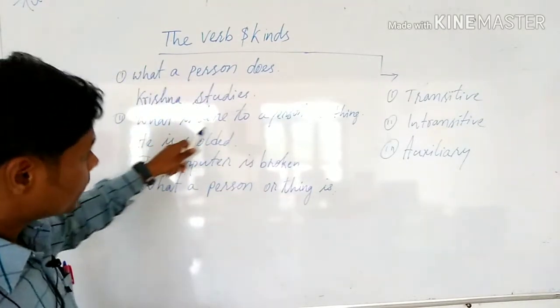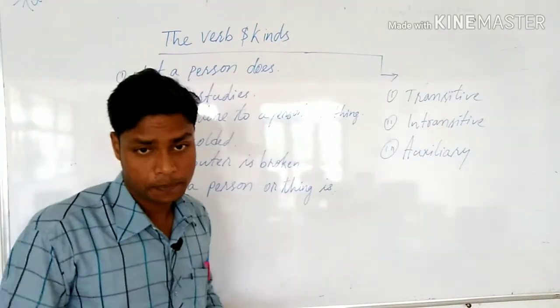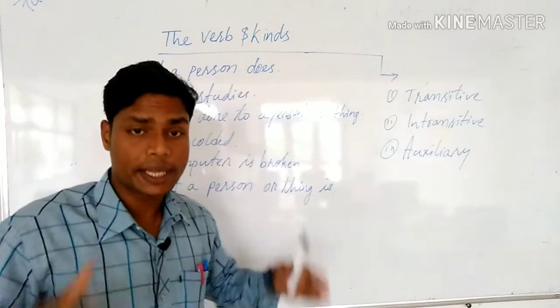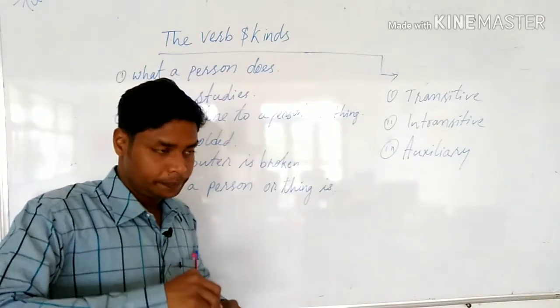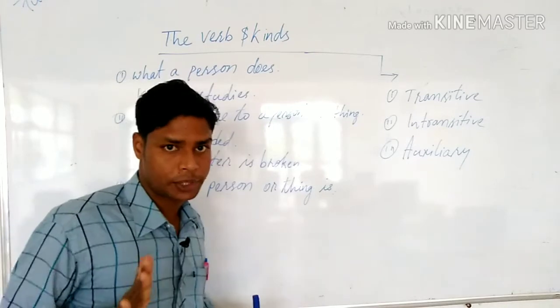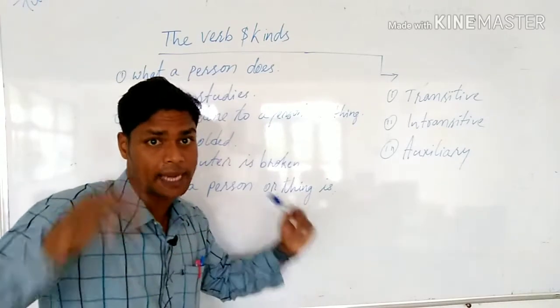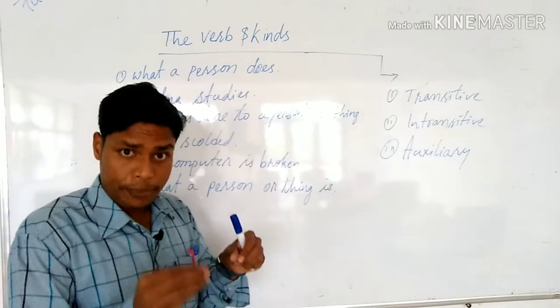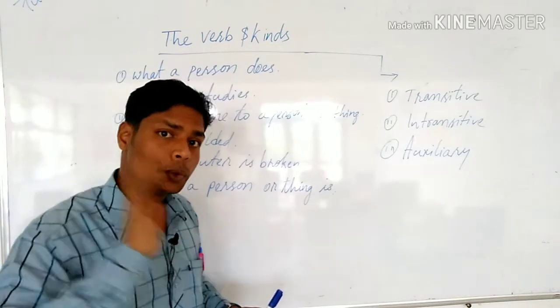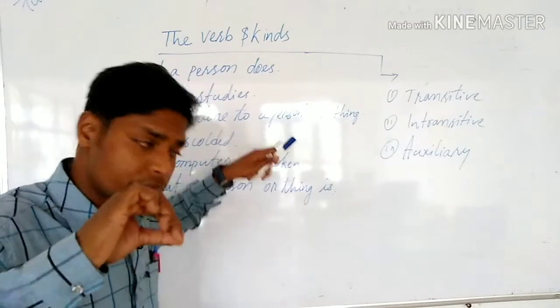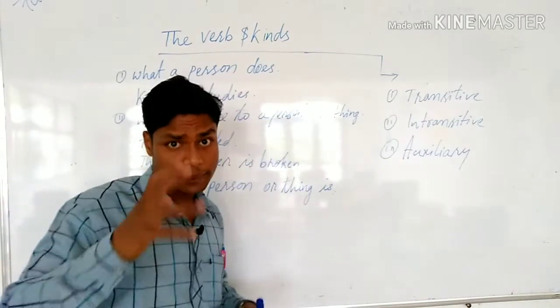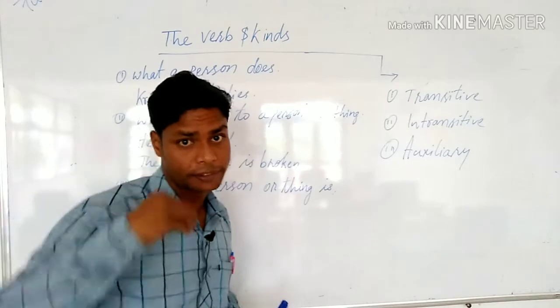Secondly, what is done to a person or thing. What is done to a person or thing is called verb. Understand? For example, he has been slapped. We say that he has been slapped. So here we are speaking about the person who had been slapped. So what is done to a person? What we did to that person, that we are speaking. So that is a verb.